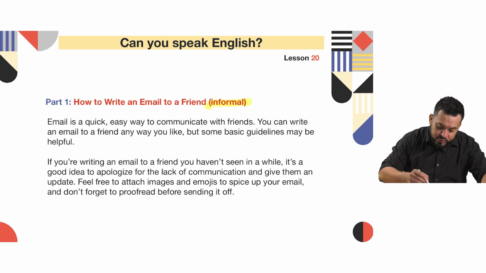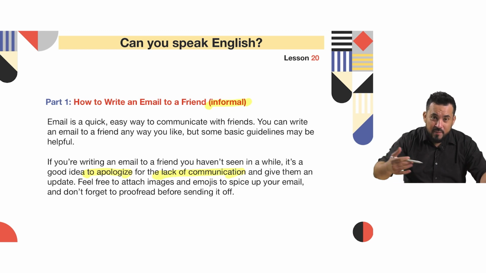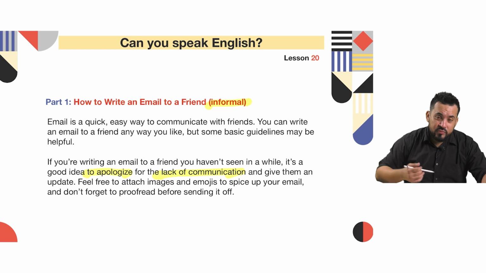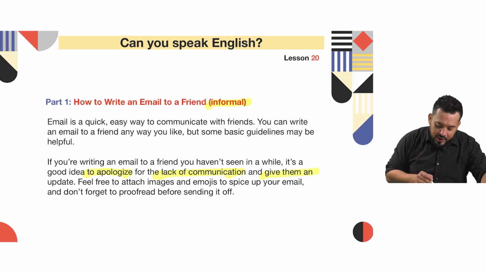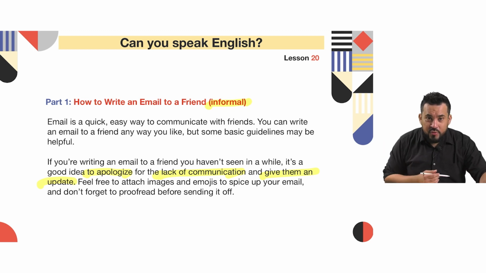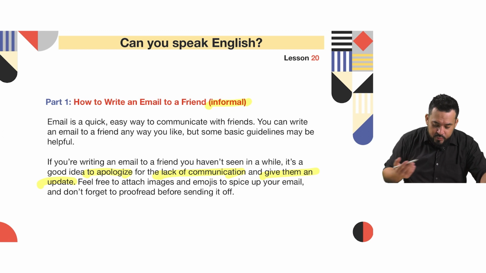If you're writing an email to a friend you haven't seen in a while, it is a good idea to apologize for the lack of communication. It means for not being in touch or for not contacting your friend more often. And then give them an update about yourself. Like, what are you up to? What are you doing? What have you been up to? You can attach images or emojis to express emotions and spice up your email.